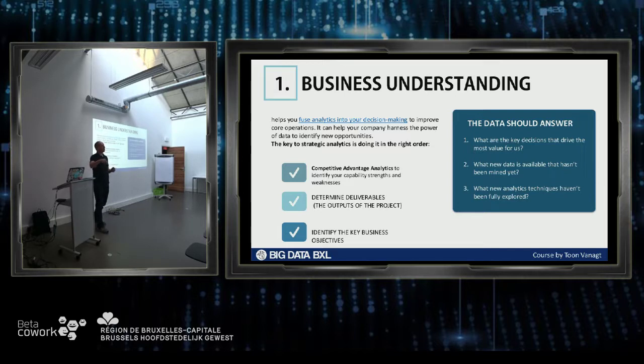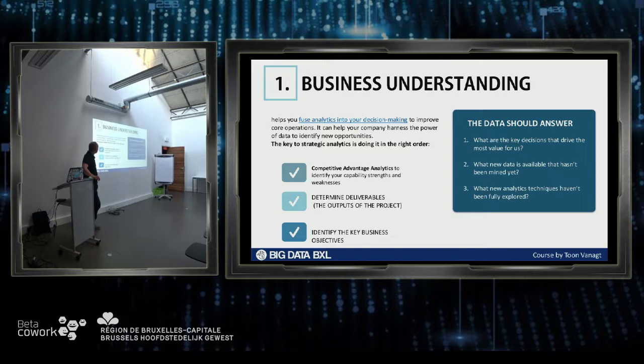I think we should be going there, because you said we should go in direction A, but we should go in direction B, because I can prove to you with my model that there's much more potential for us in that market. So competitive advantage: analytics to identify your capability, strengths, and weaknesses. So it's a SWOT. You map it, you look at your competitors, you look at where the market is going, and you can help with that.